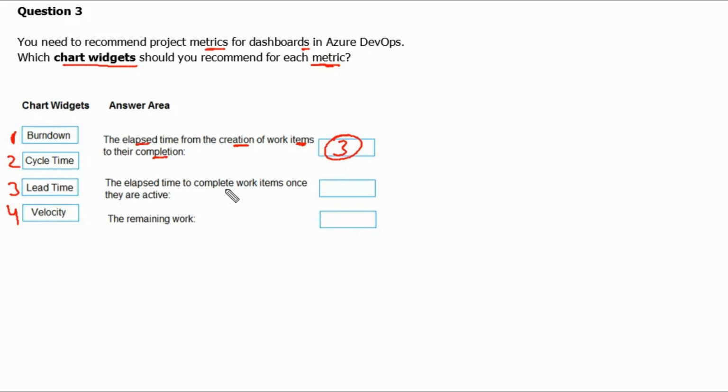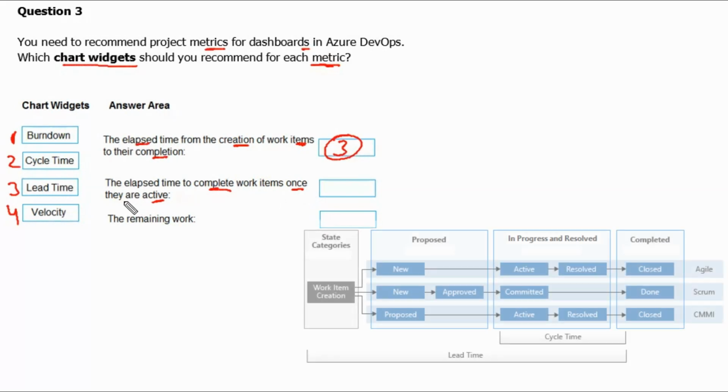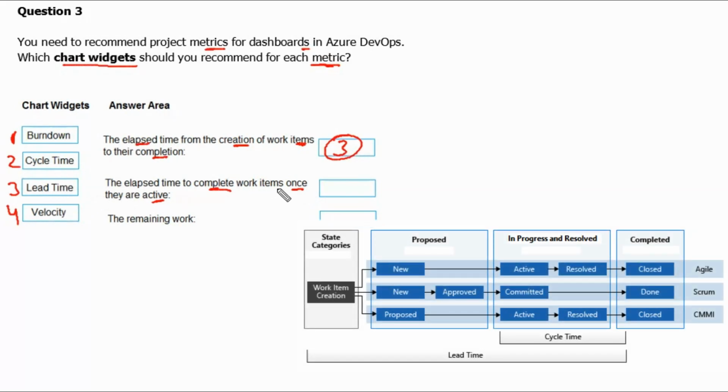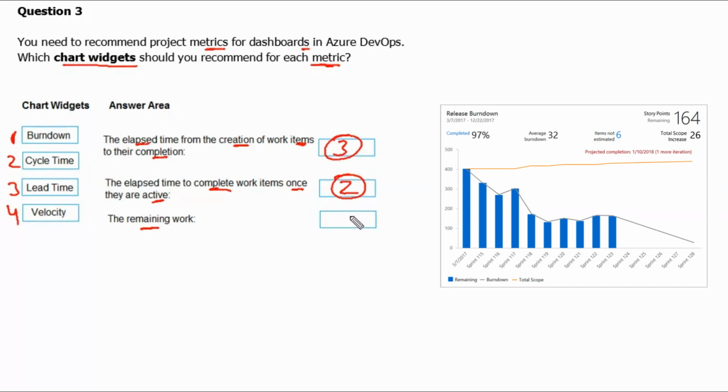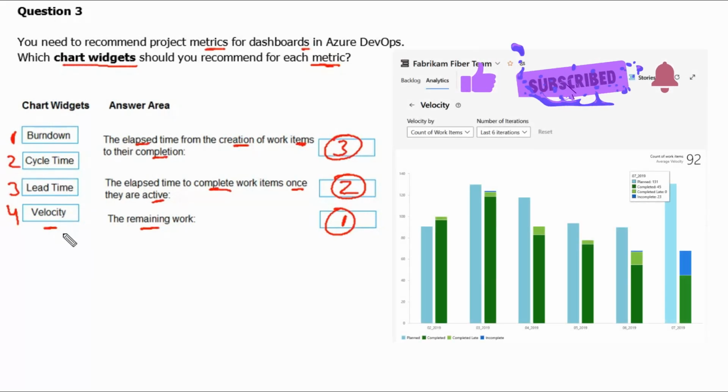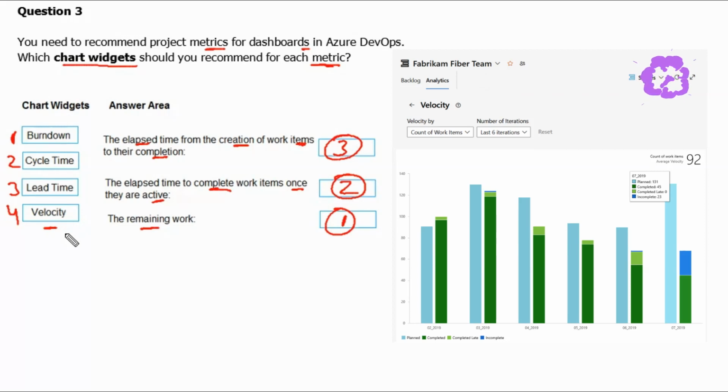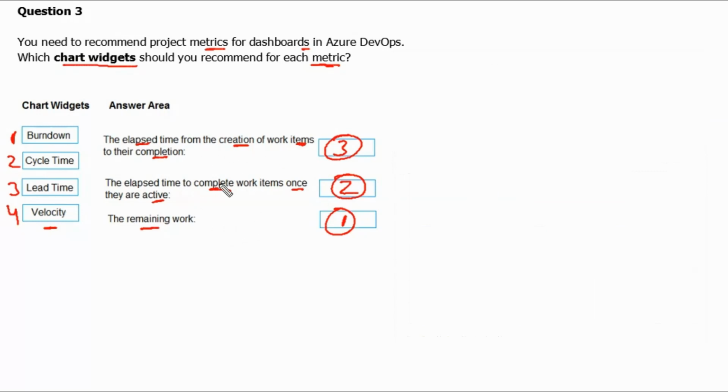The elapsed time to complete work items once they are active. As we know from previous videos as well, from activation of the work item to completion of the work item, the elapsed time is called cycle time. So number 2 is the correct option here. The remaining work, as we know, is displayed in the burn down chart. Number 1, or burn down, is the correct answer for the third statement. The velocity widget shows the planned work and the tracked work for a sprint. So this is not applicable in any of these statements.